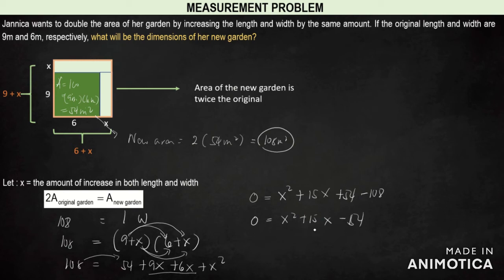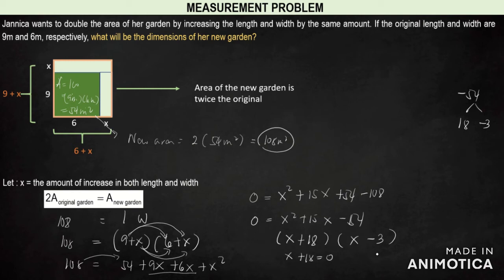Okay, so can we solve this one by factoring? I guess so. Okay, so the factors of x squared are x and x. And then we look for the factors of negative 54. Okay, so can we just have 18 and 3? 18 times 3 is 54. But since the sum here is positive, our negative here is 3. So we have x plus 18 and x minus 3. Then we apply the zero product property.